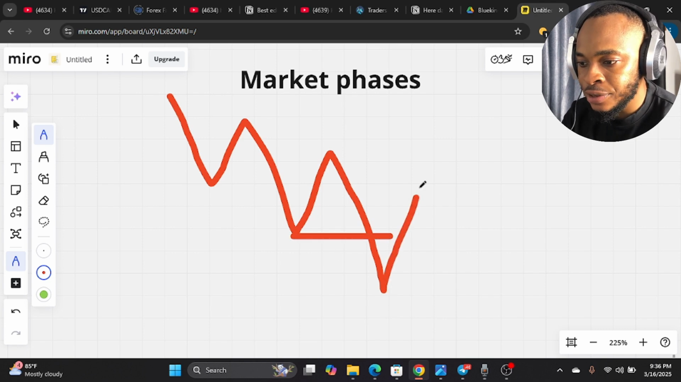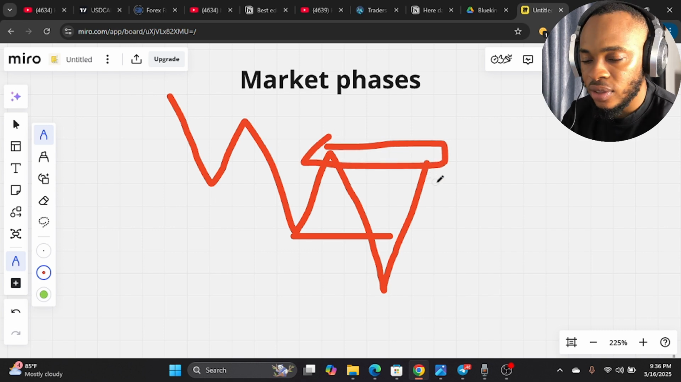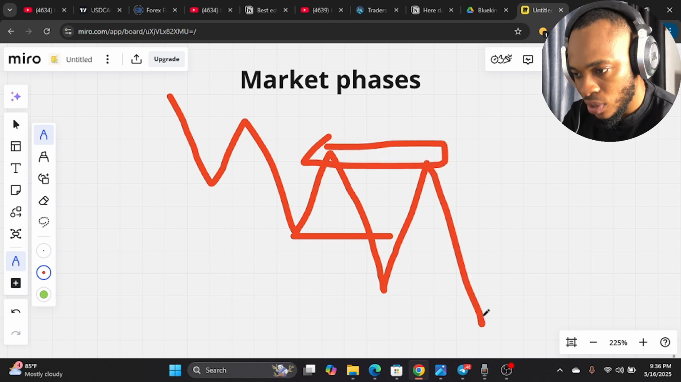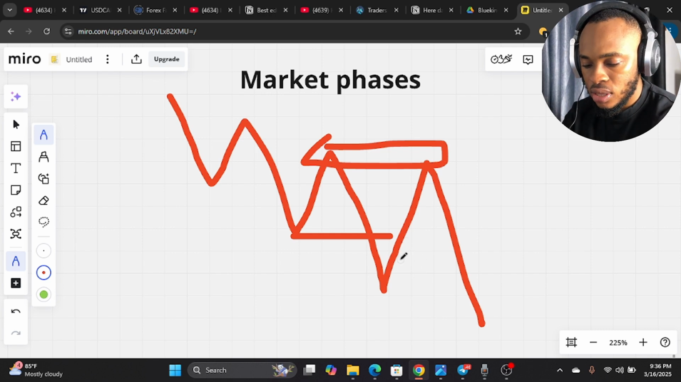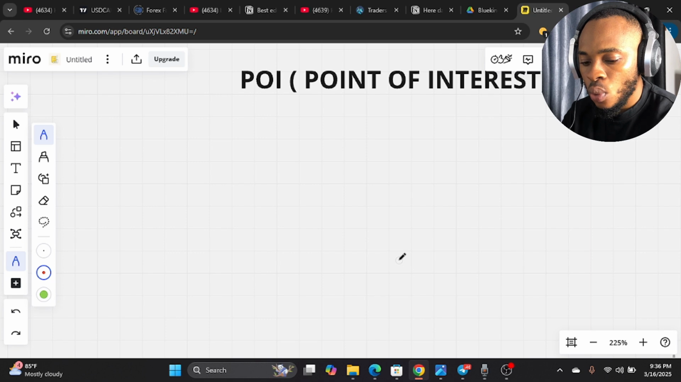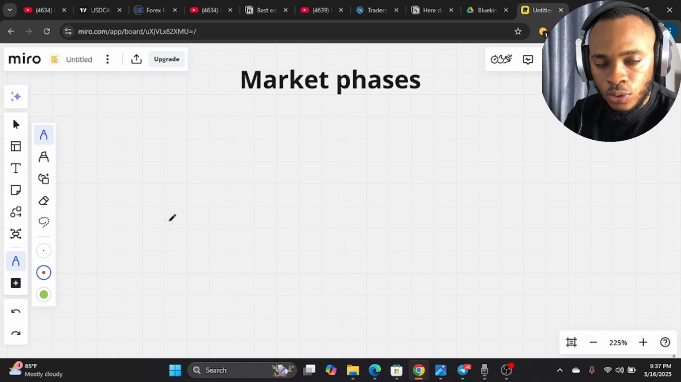We have the phase where price is going to be retracing to important POIs, and we have the phase where price is going to still keep continuing. These are like the three major phases. So now that you know this phases thing, the next thing is where are you going to look for these things? What time frames are you going to apply this?